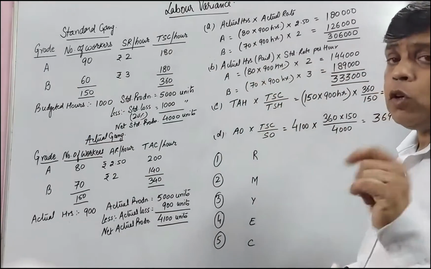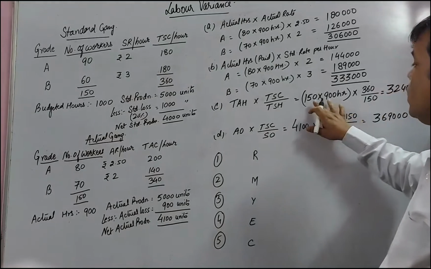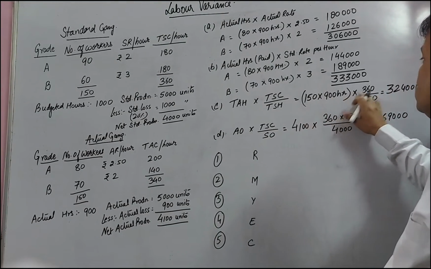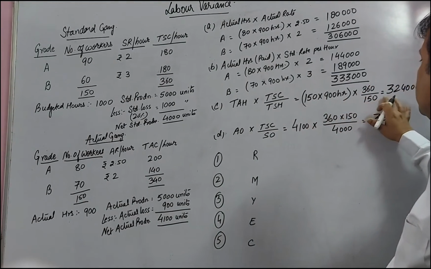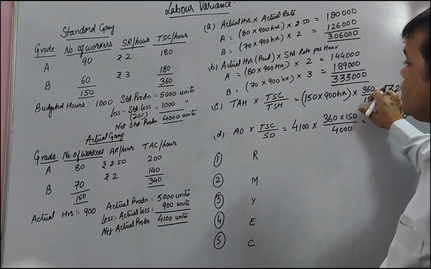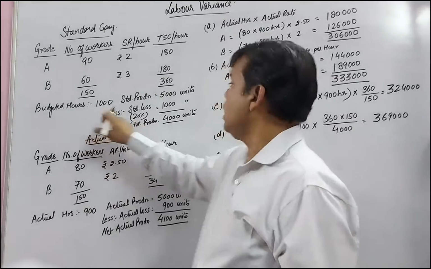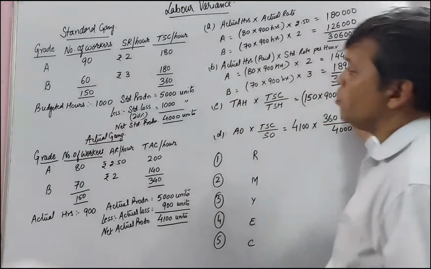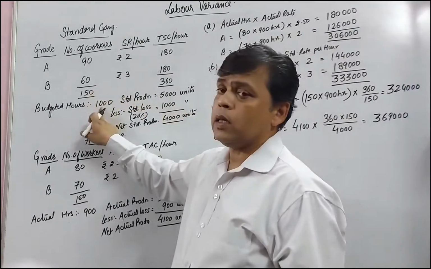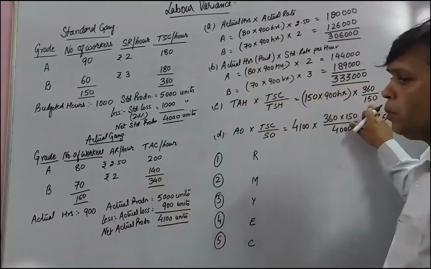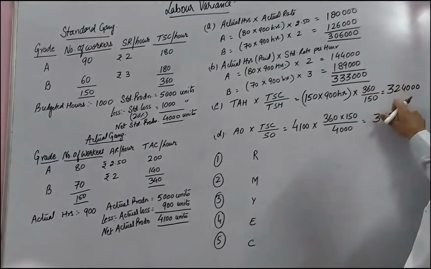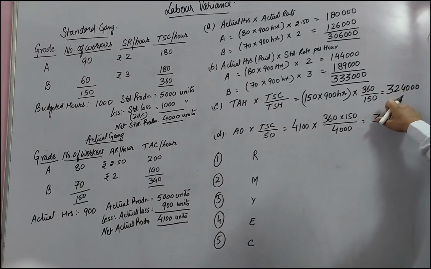150. It can be solved in two ways. We can calculate 150 into 900 into 360 divided by 150, or we can use 360 rupees as the per hour rate, so we can multiply it with 1000, and then 150 are the number of workers each working for 1000 hours, so it can also be multiplied by 1000, right? This is going to give you 3,24,000 rupees.